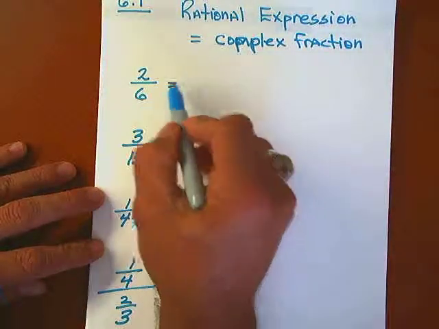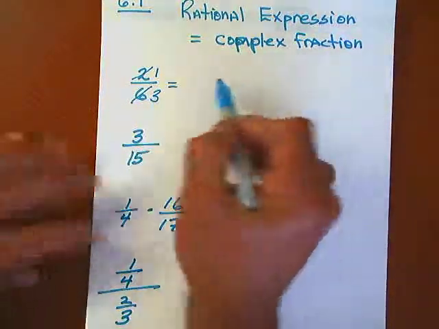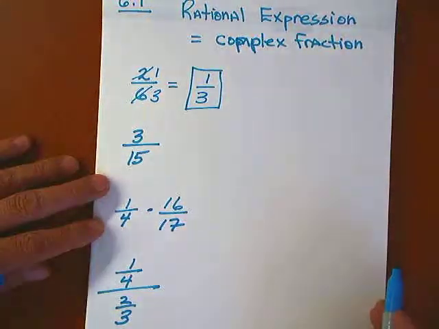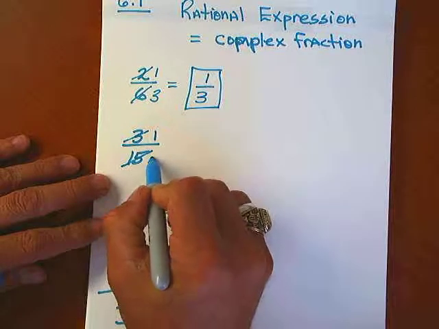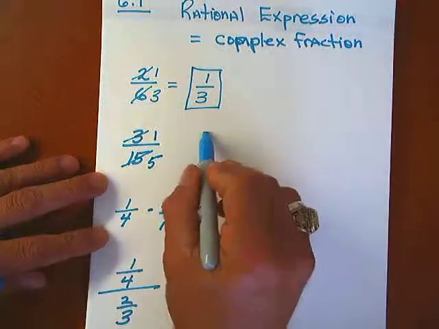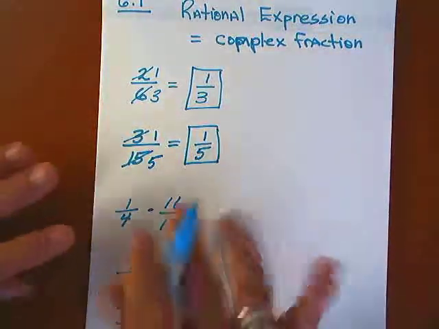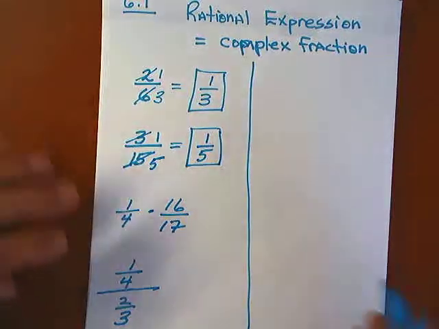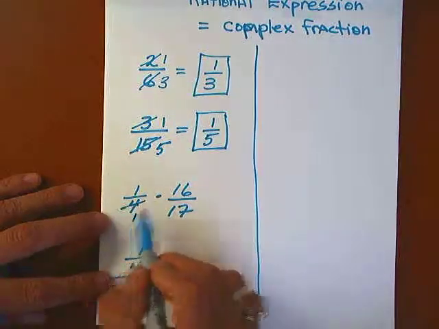Here, you were told to reduce. 2 will go into 2 one time, 2 will go into 6 3 times. So the answer is 1/3. 3 will go into 3 one time, 3 will go into 15 5 times. So that's 1/5. These are very basic, and we did this in class the other day.